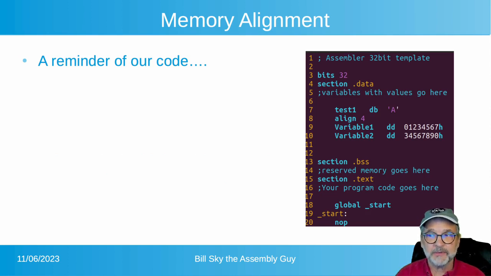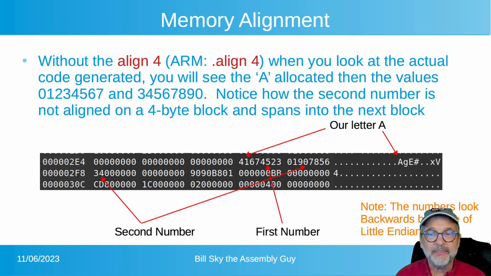And here's an example of that. Just as a reminder of our code, we've got our test 1 A, then we've got the align 4, and then variable 1 and variable 2. And this is what the memory actually looks like. If you notice, our letter A is the hexadecimal value 41. You can see it over there. It's pointed to our letter A.